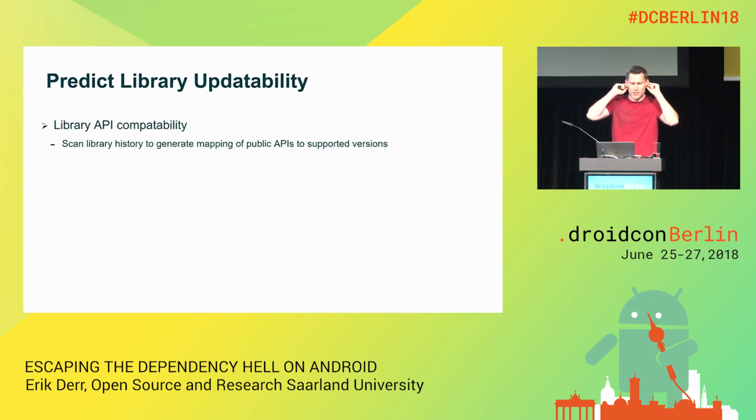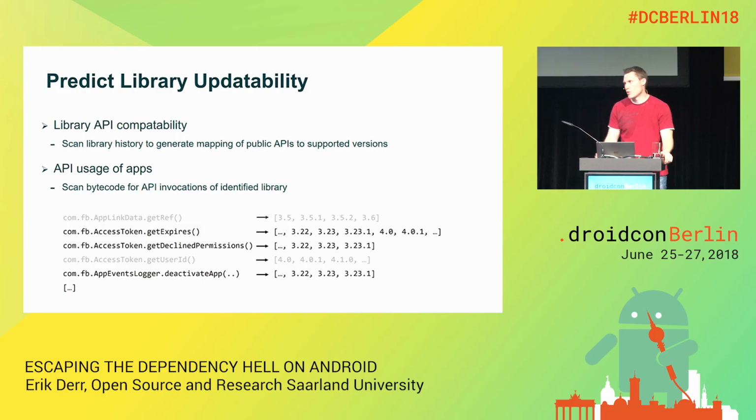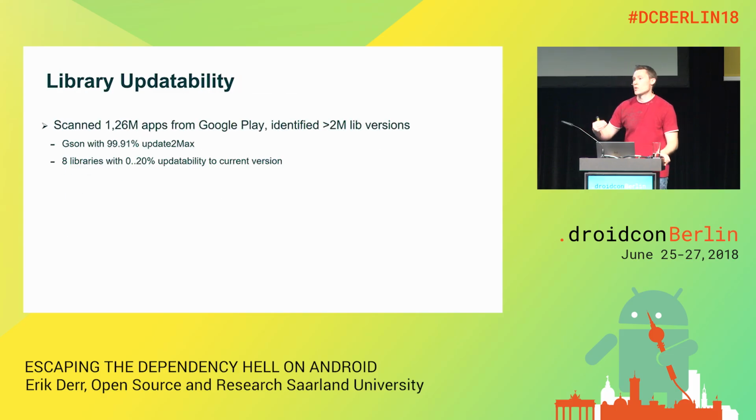So to predict library updatability, we have to check the API compatibility across versions, like we've seen it before. So here's an example, some Facebook APIs. We can map them to the versions in which they are supported. Next, we scan the text bytecode of the application for API invocations to that library. Then we can filter out any unused API, and then basically we can predict the highest version number that is compatible to the code of the library that you are using.